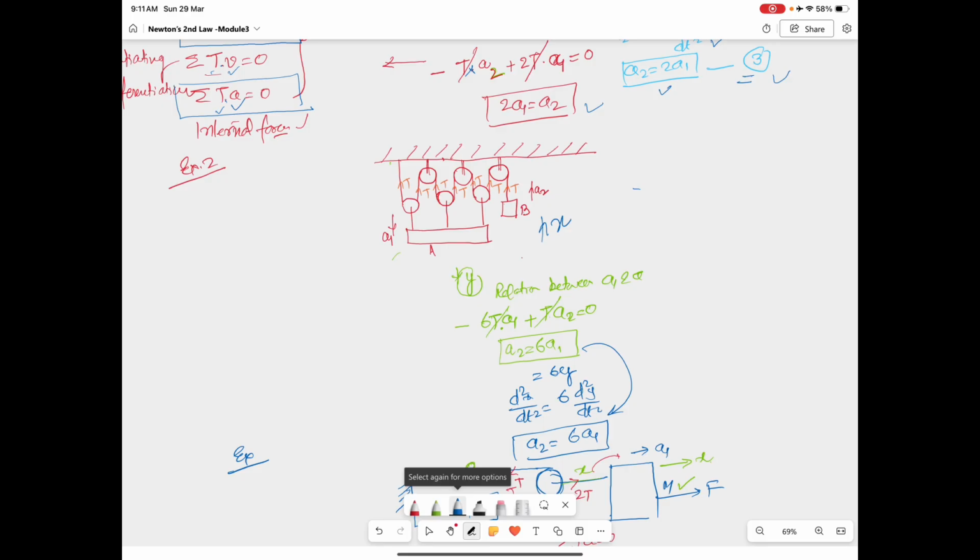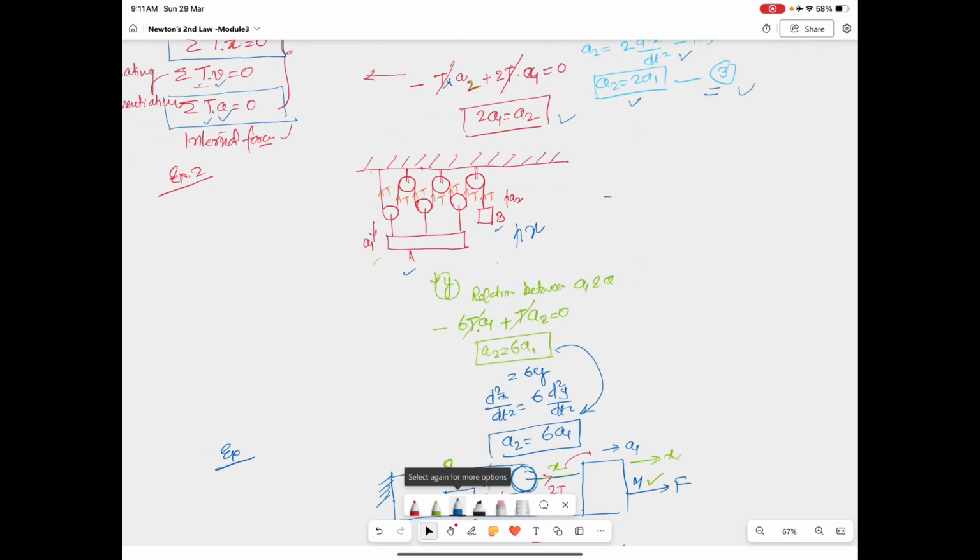Here you see there is a mass A and there is a mass B. There are two masses A and B. I have drawn this whole system. This mass A is going down with an acceleration a1 and B is going up with an acceleration a2. Okay, so I'll use the same concept.